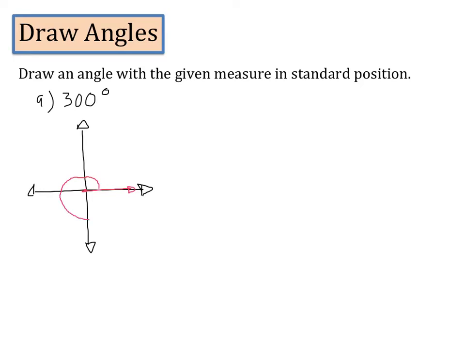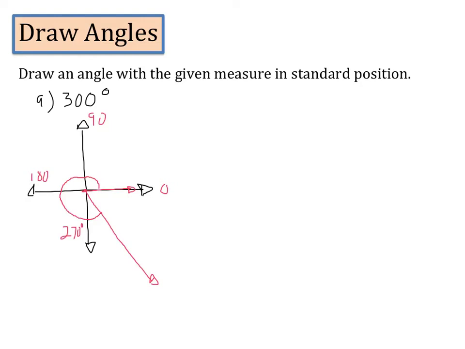But now I have to get to 300. So right here I'm at 270. What do I have to do to get to 300? I have to add 30 to that. So I go about a third of the way through. And this here is a 300-degree angle. So just remember, each one of these quadrants is 90 degrees. And that should be more helpful to figure out what's happening here. So that's a 300-degree angle.